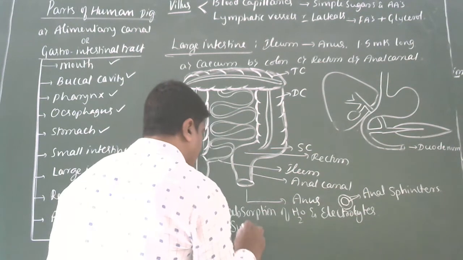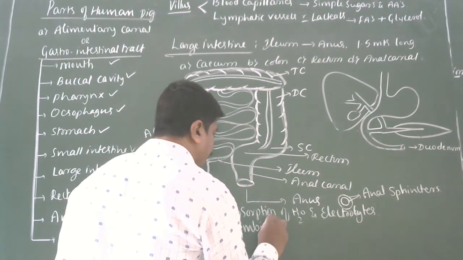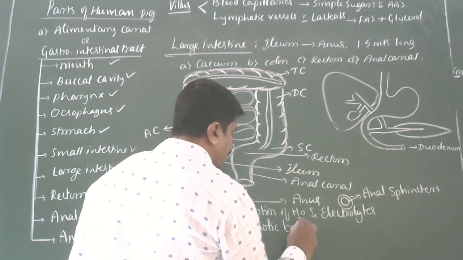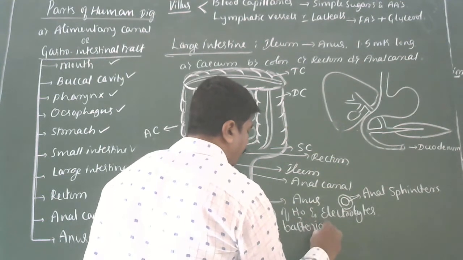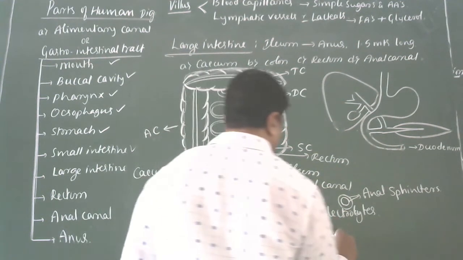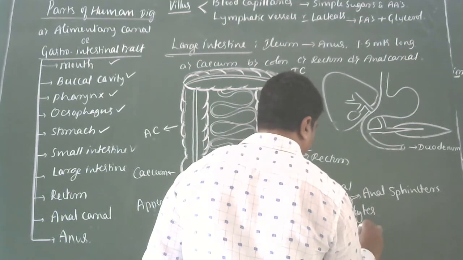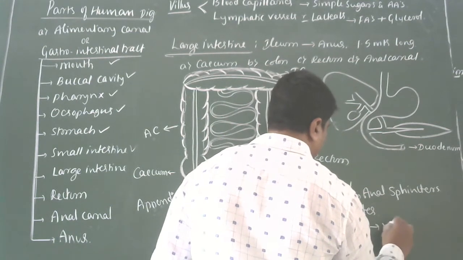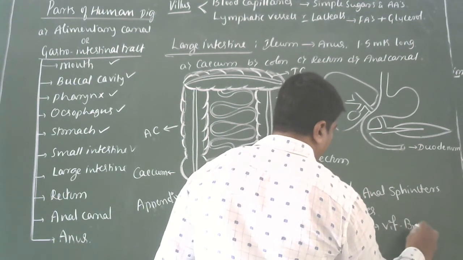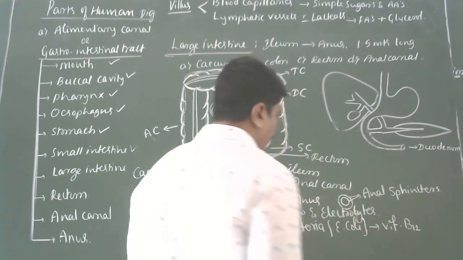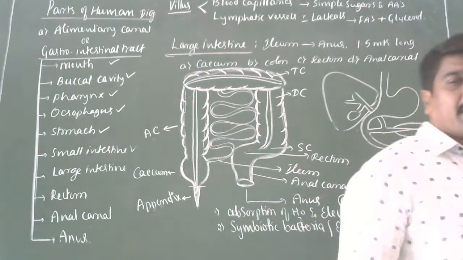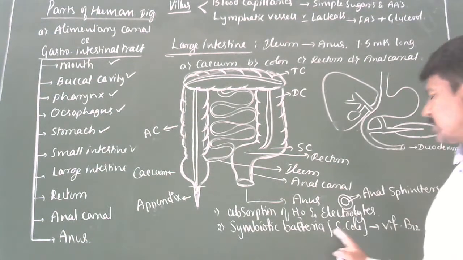It stores the symbiotic bacteria. Symbiotic bacteria, that is called E. coli bacterium, helps in the synthesis of vitamin B12. You remember this. It stores the symbiotic bacteria, that is the Escherichia coli bacteria.